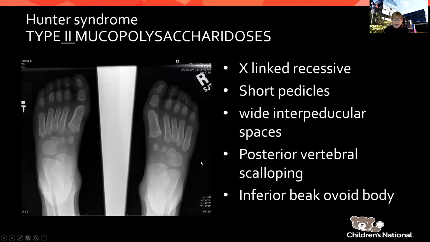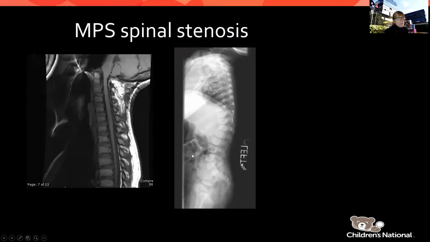Again, unlike achondroplasia, they're going to have a normally wide interpedicular distance. They still may have some vertebral scalloping. They still may have an inferior beak. So, big questions are: was the patient normal in the newborn period, and is this something that has progressed? So here we have examples of spinal stenosis with Hunters and Hurlers. So you can have some similar abnormalities with both achondroplasia and the mucopolysaccharidosis.